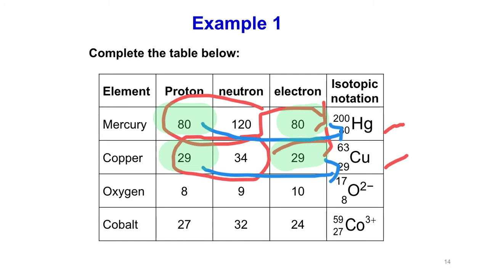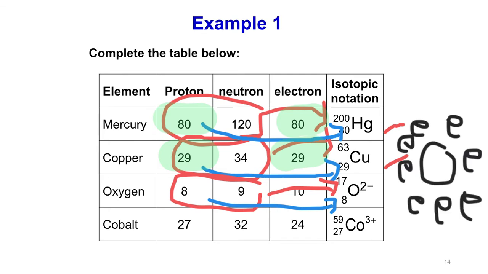Next, for oxygen with negative charge, the total number of protons and neutrons is the nucleon number, written at the upper left side, and the proton number at the lower left side. In a neutral atom, oxygen has 8 electrons. Since it received 2 electrons, the number of electrons becomes 10.